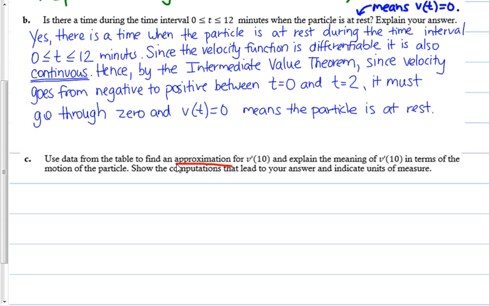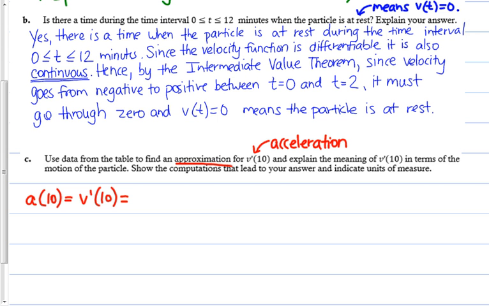Okay, so v prime of t, or 10. Well, what is v prime? Oh yeah, v prime is acceleration. Now I need the table, so I'm going to have to scroll back up, right? But what I'm going to do is find acceleration at 10 seconds, which is v prime at 10 seconds. But the thing is, I don't have an equation. I have nothing to derive.